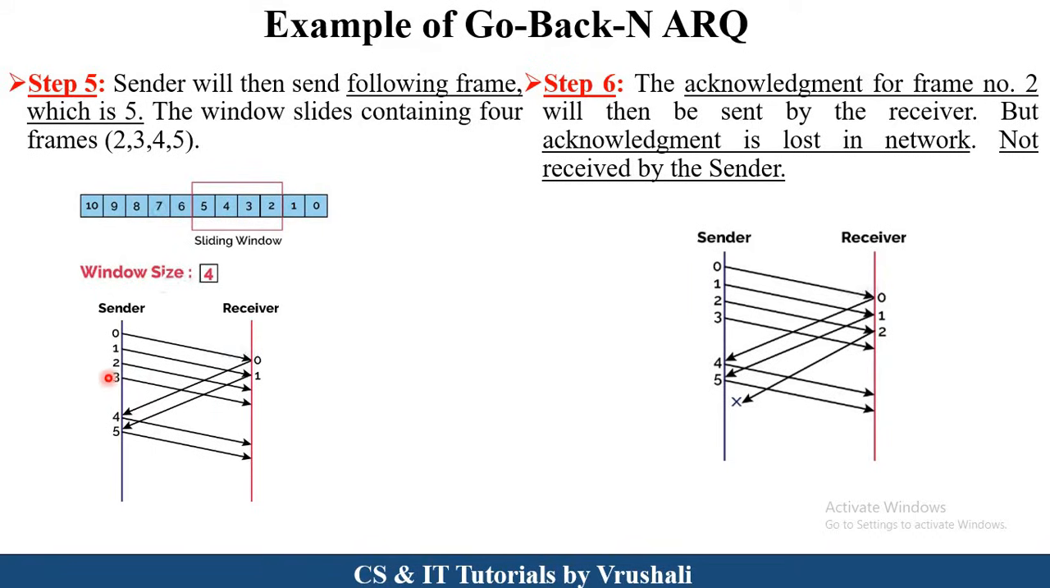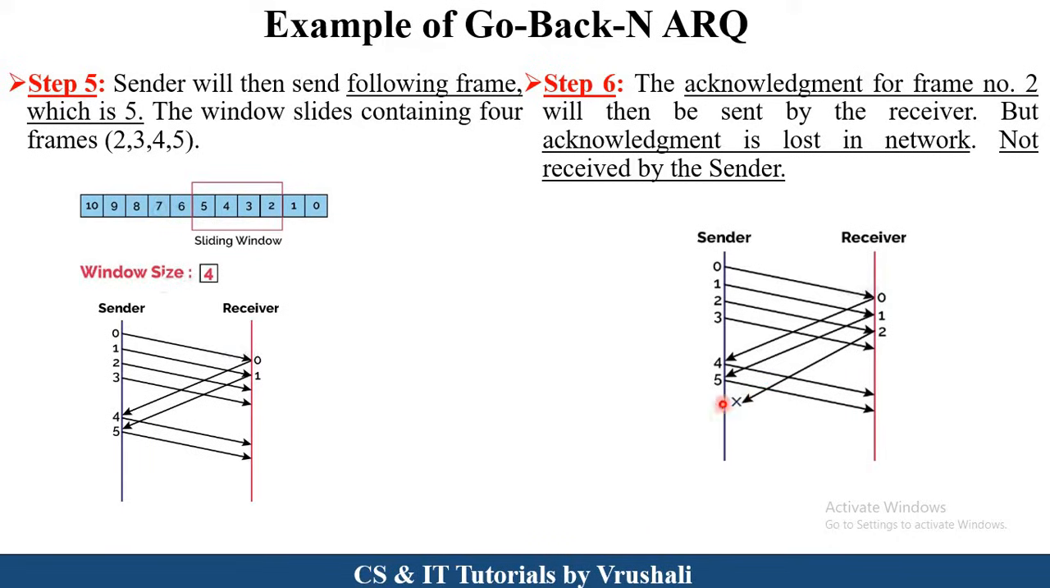Next. After that, the sender sends the next 4 frames, like 2, 3, 4 and 5. See here, 2, 3, 4 and 5 are sent to the receiver. And the receiver received only the first frame, and sends the acknowledgement of the first frame only. Okay, now they send the acknowledgement of 2 to the sender, saying that they received that particular information correctly.